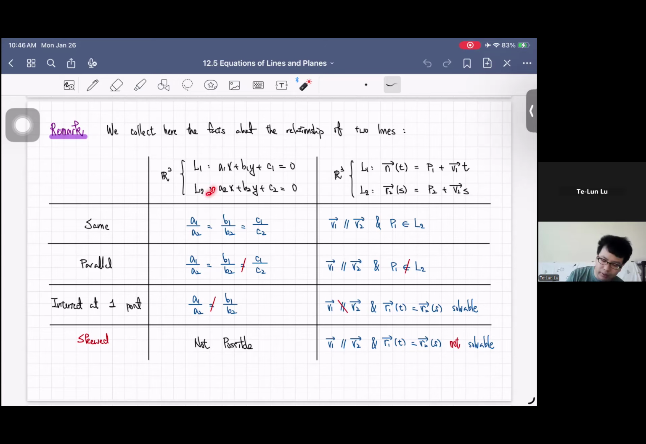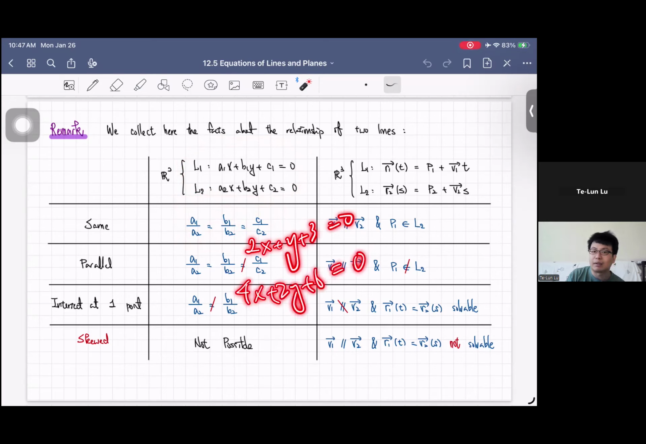So for example, in L1, in R2, the two lines will be the same whenever one is a scalar multiple of another. So in the sense of the coefficients, you have A1 divided by A2 equals B1 divided by B2 equals C1 divided by C2. So basically, I'm just saying that they're a scalar multiple of each other. Say you have 2x plus y plus 3 equal to 0. You can multiply that by 2, and this will be the exact same line. Okay.